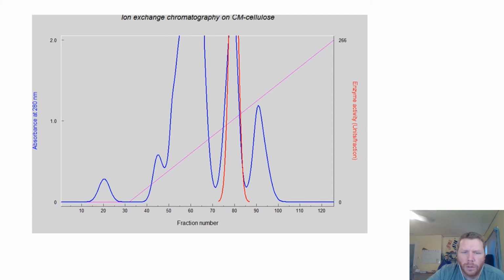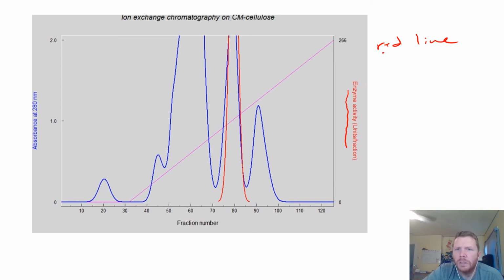And scene, there we go. Okay, so this last line is the red line. Now, we do have a label for that on this y-axis over here on the right-hand side of our screen, enzyme activity. So this is going to tell us basically where our highest enzyme activity is.